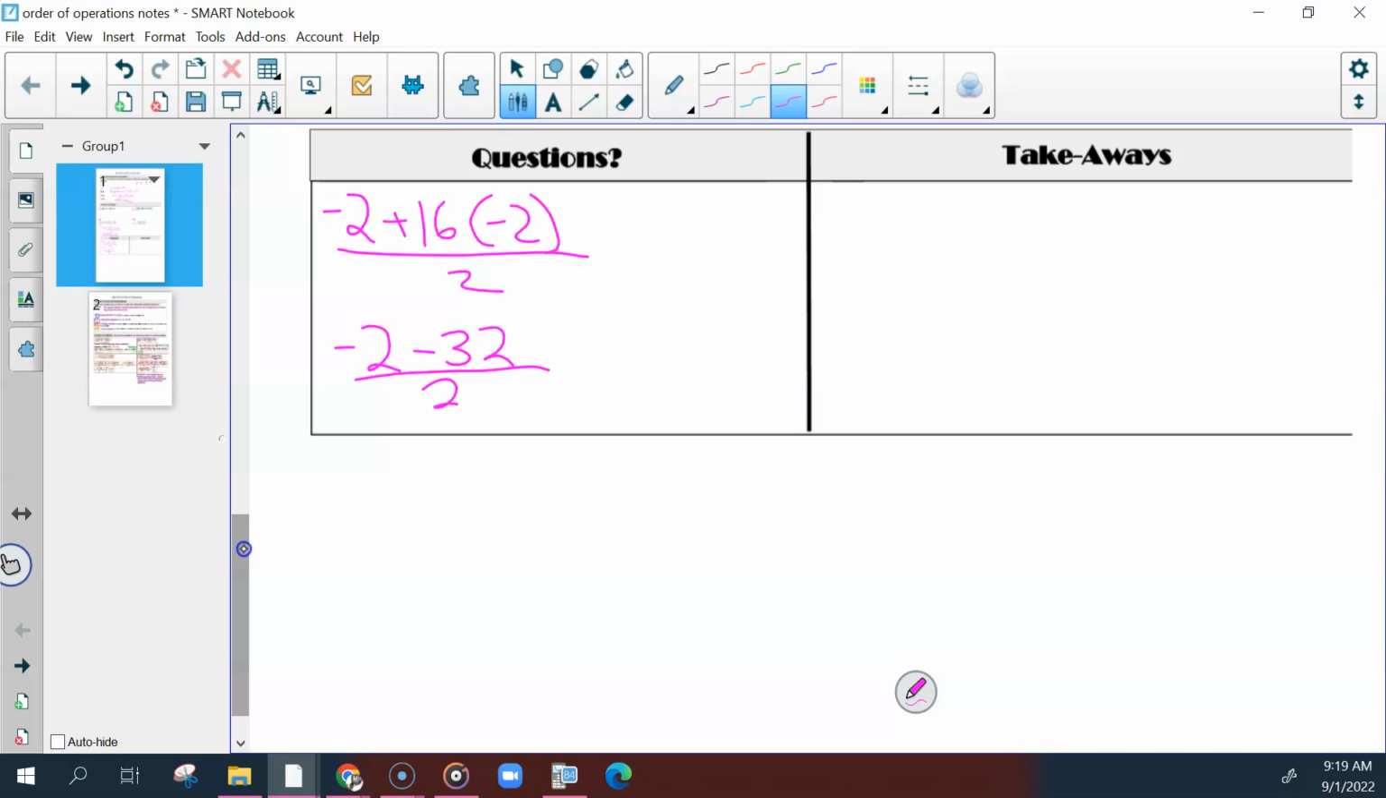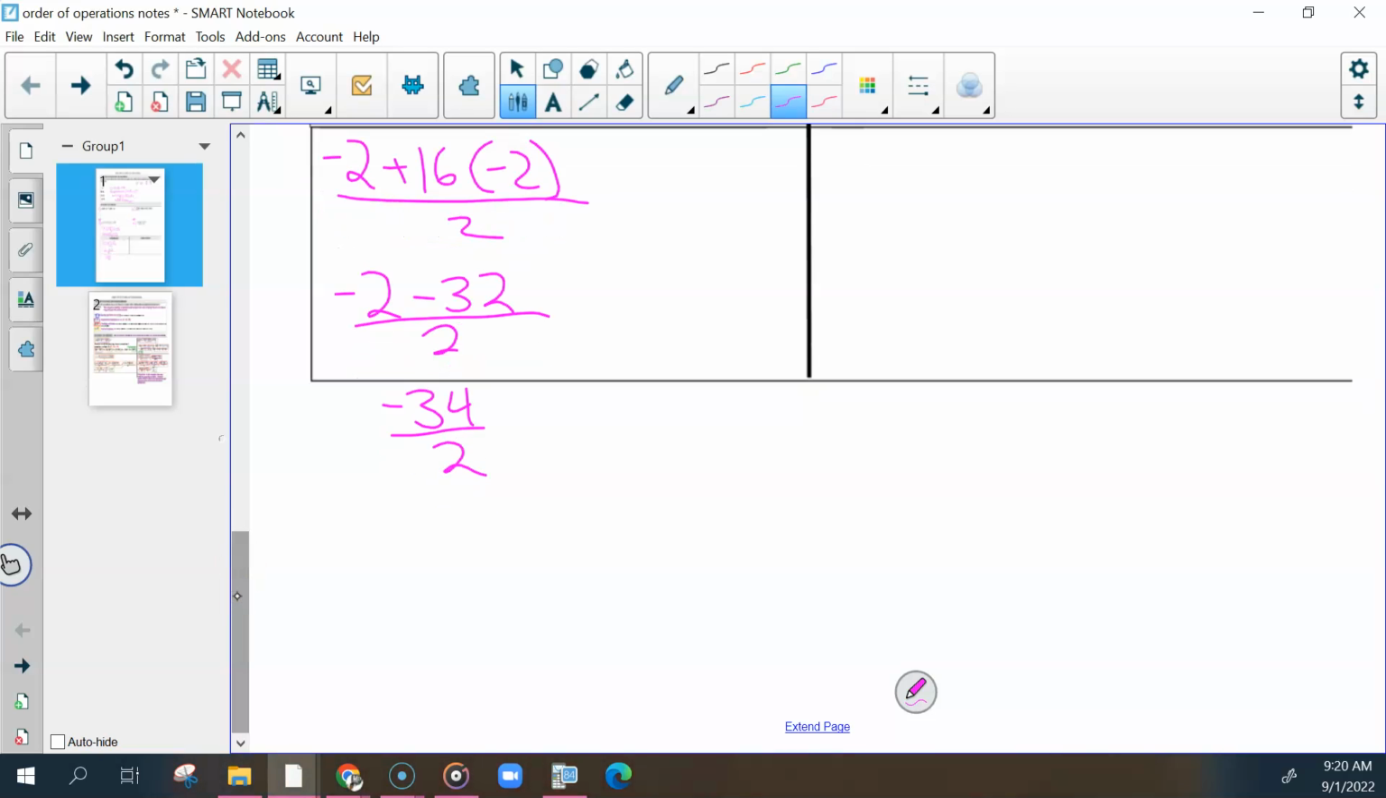So -2 minus 32 would give us -34. And now I can divide and get the answer. You're really close. Double check that. 14 would give us 28. 16 would give us 32. Go up. There you go. I know you guys wanted to answer. I just wanted him to get that.